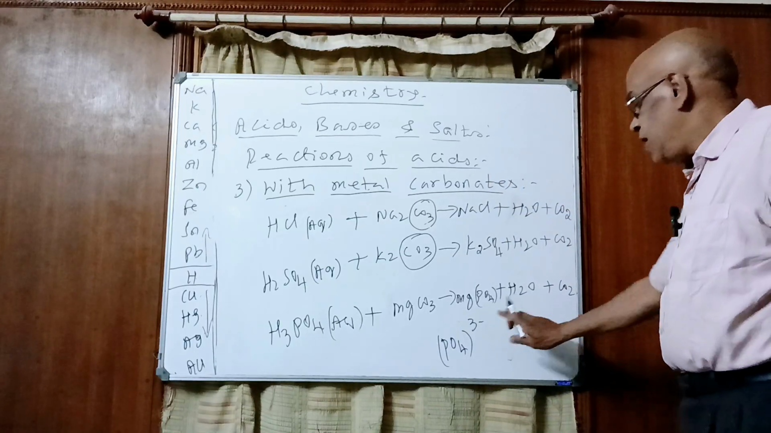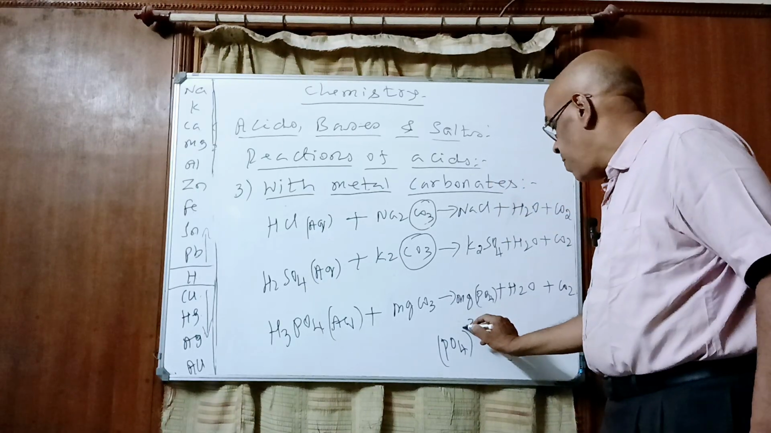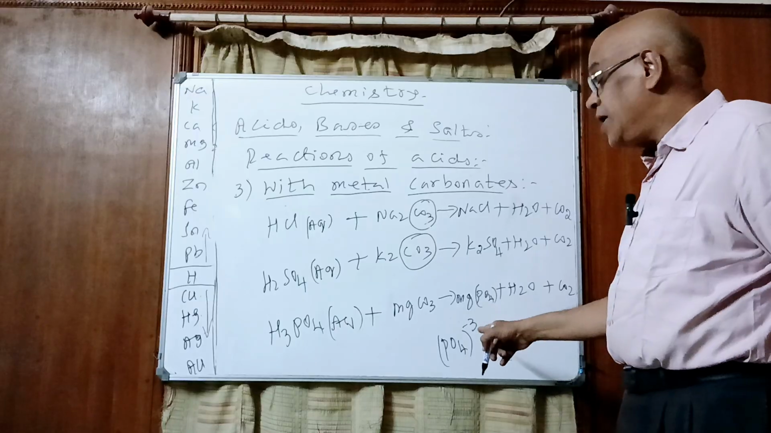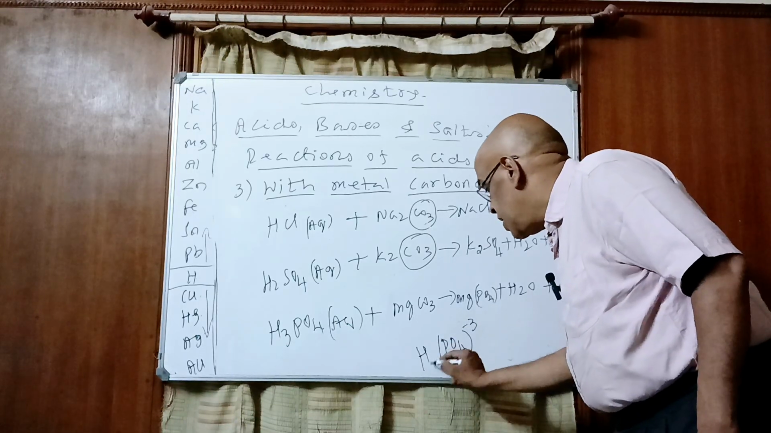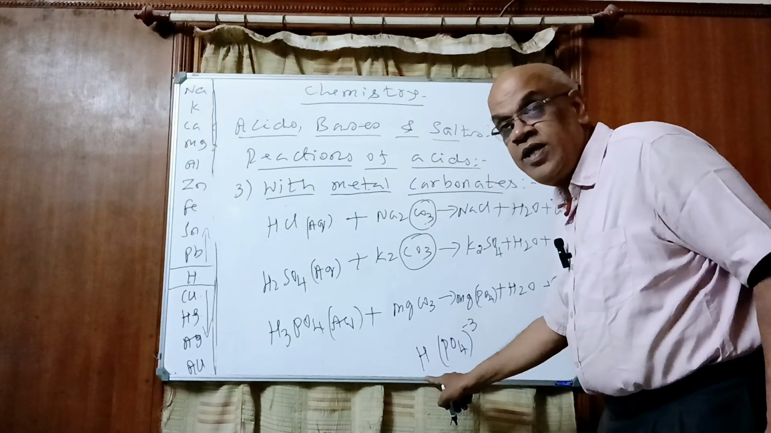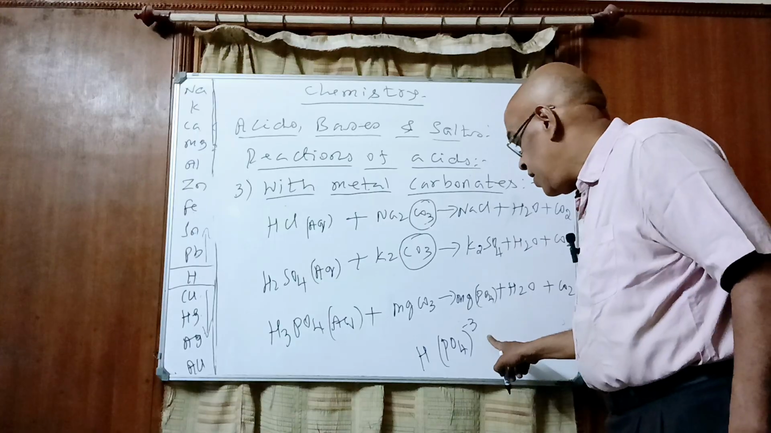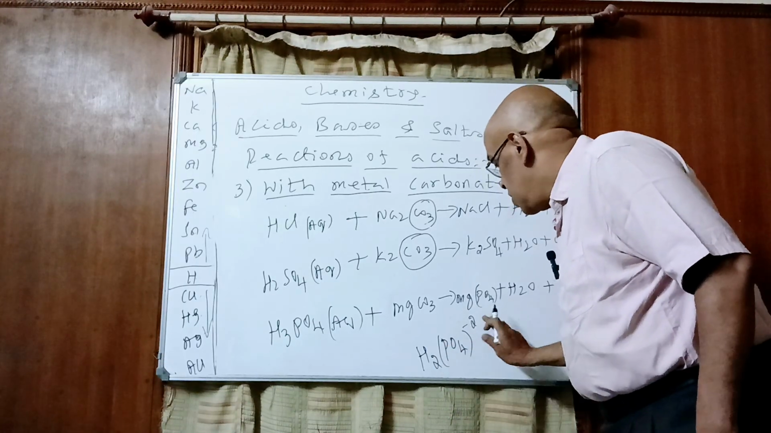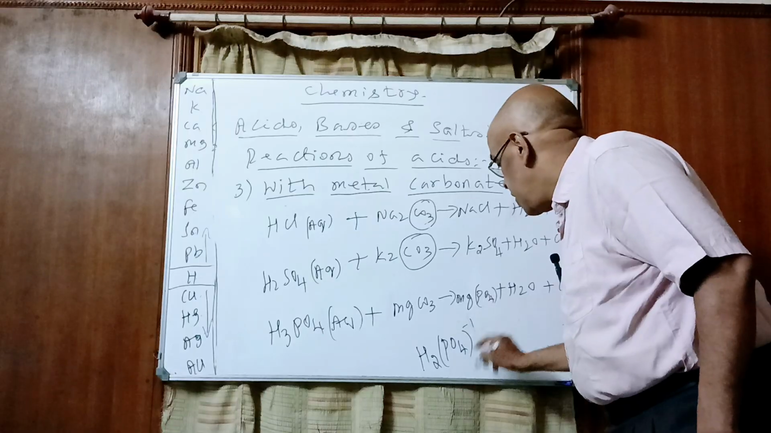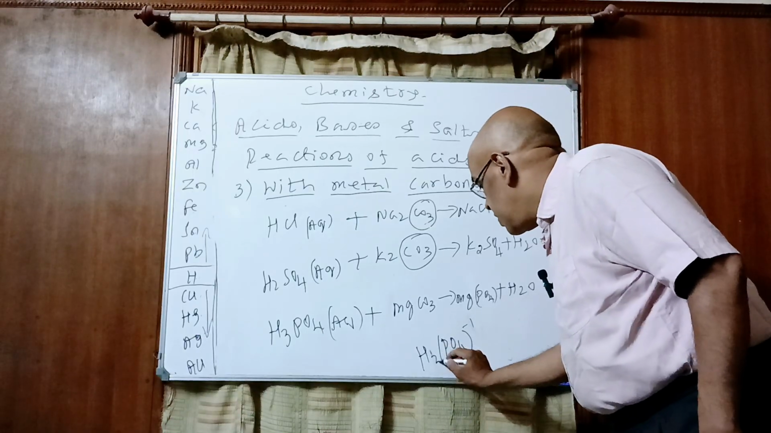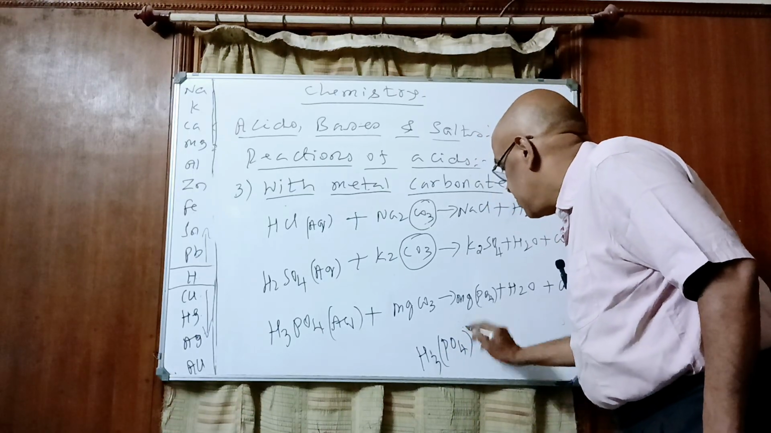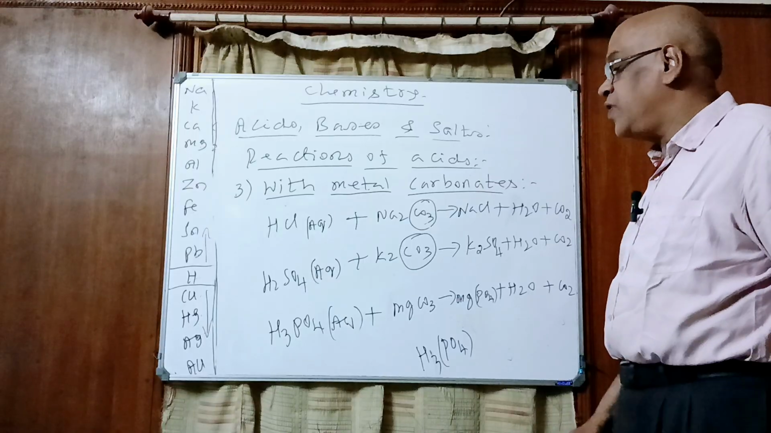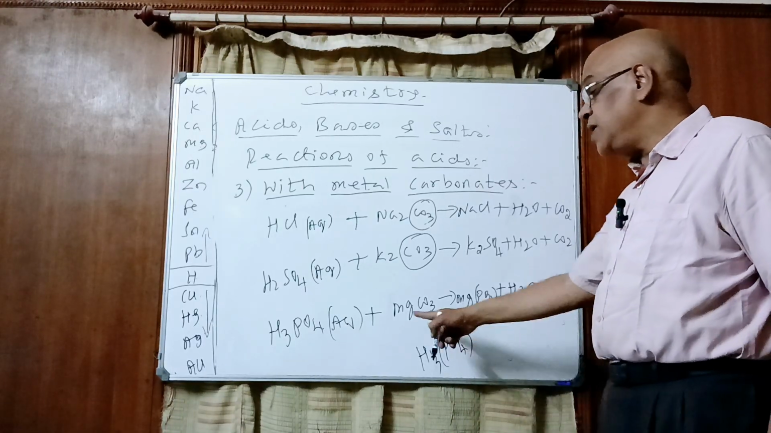3 minus or minus 3? Minus 3. So, to neutralize this, how many hydrogen ions should come? The valence of hydrogen is 1. 1 will neutralize 1 of the phosphate charge. Now it becomes minus 2. 2 will come to neutralize 2. 1 more will remain. 3 will balance 3. Yes or no? H3PO4 is phosphoric acid. What is magnesium's valency, children?